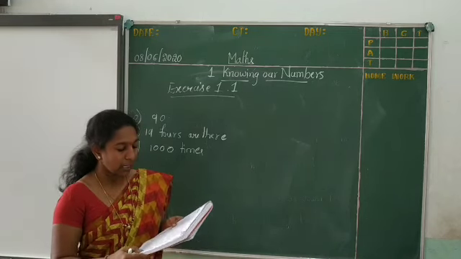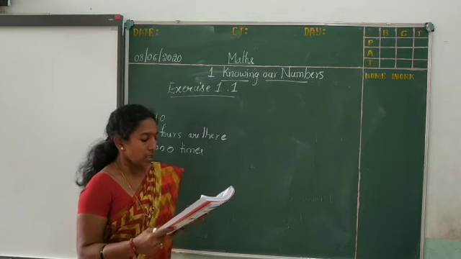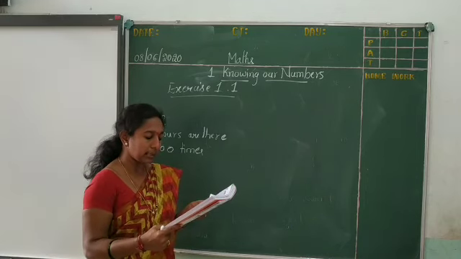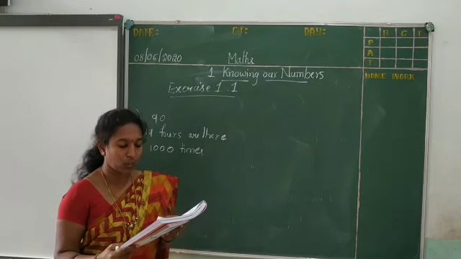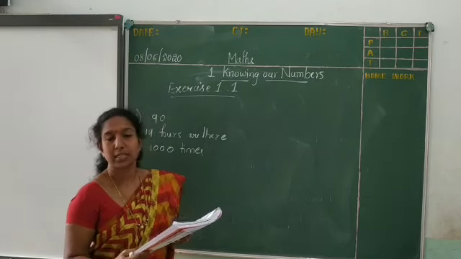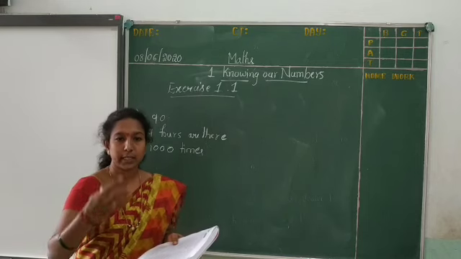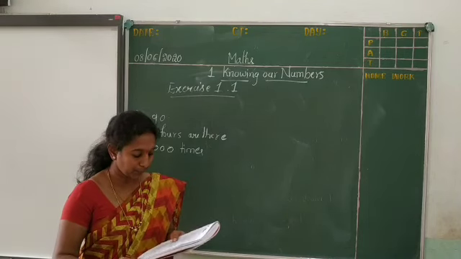Next, write 769,432,156 in words according to the international system of numeration. How I write the number, in the same way you have to write.